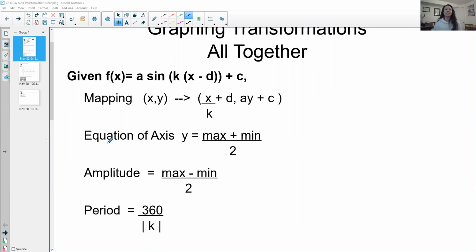First of all, the equation of the axis. You can take your maximum and add it to your minimum. This is the value at the peak and the value at the trough. Add them, divide by 2. That's the equation of the axis. If you hadn't realized yet, this value is our C value.